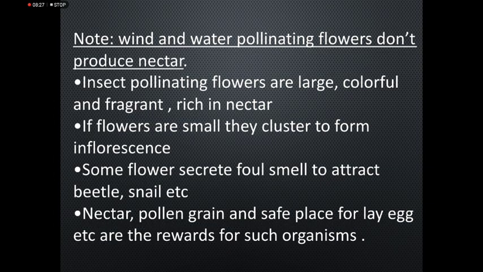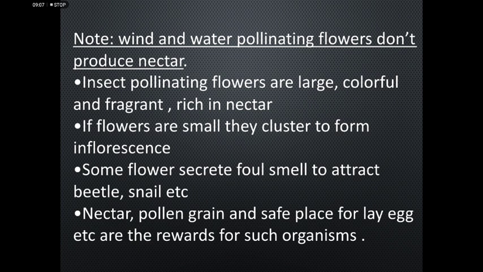Then wind and water pollinating flowers don't produce nectar. Normally they don't produce nectar, but in some cases they also produce nectar, because nectar is a reward for the pollinating agents like bee, beetle, etc. If the plant is capable of wind and water pollination, such a reward production is not necessary.